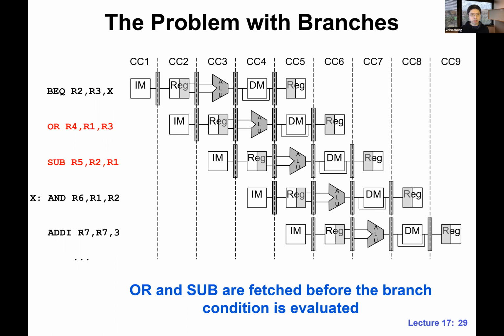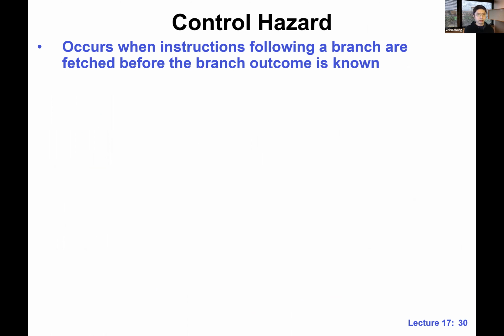This is something that's called control hazard. This is a different kind of hazard. We have been mainly focused on data hazard, but the branches, this kind of control flow, may also cause another kind of hazard, control hazard.